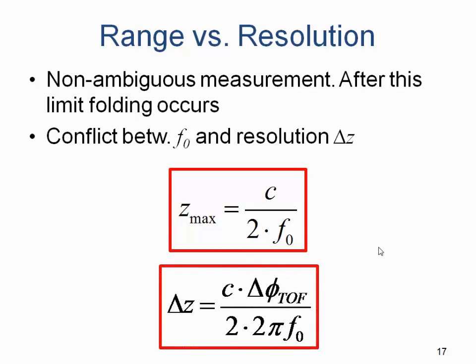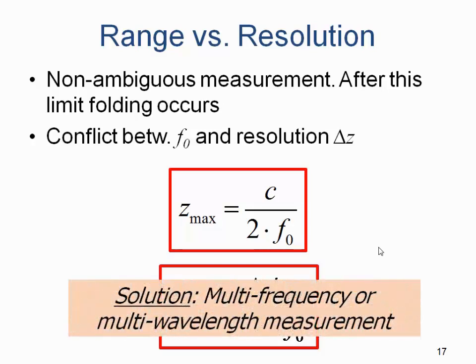However, I also know that the resolution of the measurement is inversely proportional to the frequency f0. So essentially, I cannot get both. Either I get a very high frequency and therefore a very high resolution, but then the range is going to be reduced, or the other way around. Actually, there is a way around this problem, called a multi-frequency or multi-wavelength measurement. This is a very simple technique that allows you to extend the range while keeping very high resolution.